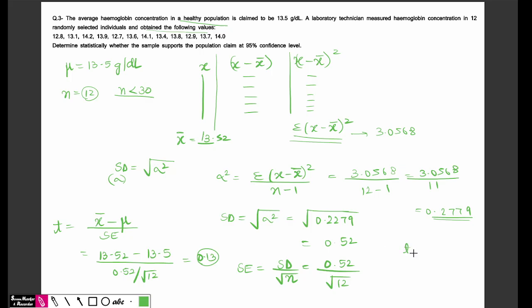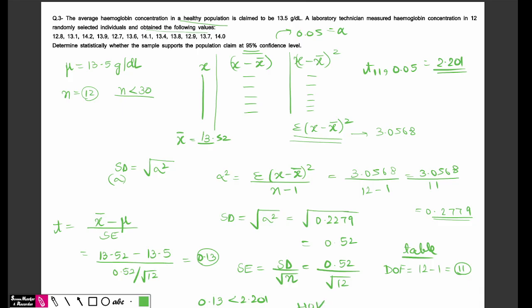Now you calculate the table t value also. What will be the value of t from the table? So you need to know first of all the degree of freedom. It is 12 minus 1, so it is 11. And at 95% confidence level, you have to find it at alpha equal to 0.05. So the t value for the degree of freedom 11 and alpha of 0.05 comes out to be 2.201. Now since your value comes out to be lesser than 2.201, clearly you will accept the null hypothesis.